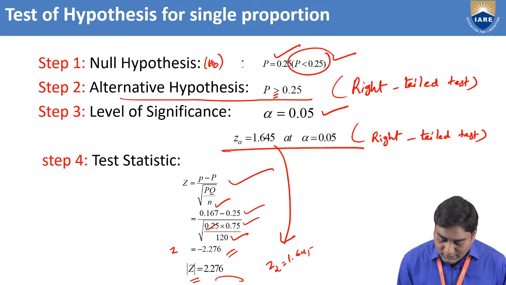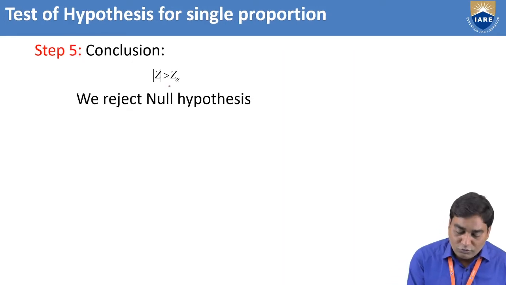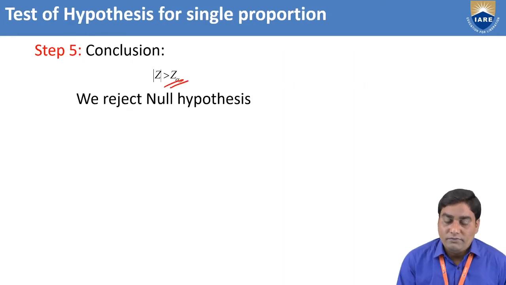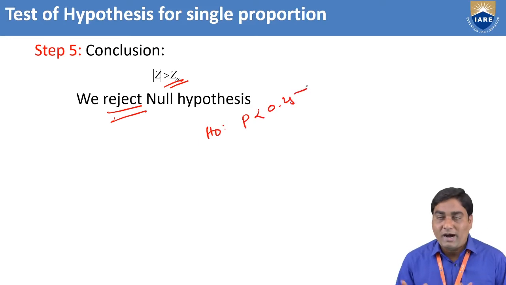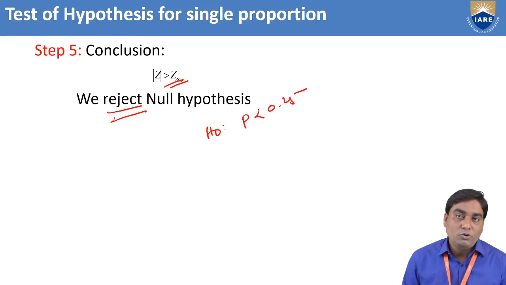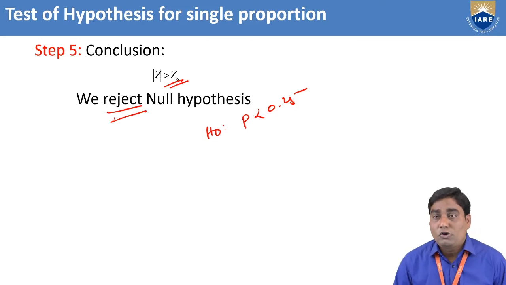In step 5, the conclusion, we compare these two values. 2.27 is greater than 1.64. Therefore, mod Z is greater than Z alpha. That means we are going to reject the null hypothesis. What is the null hypothesis? P less than 0.25. Whatever statement he passed, that statement is also a false or wrong statement.